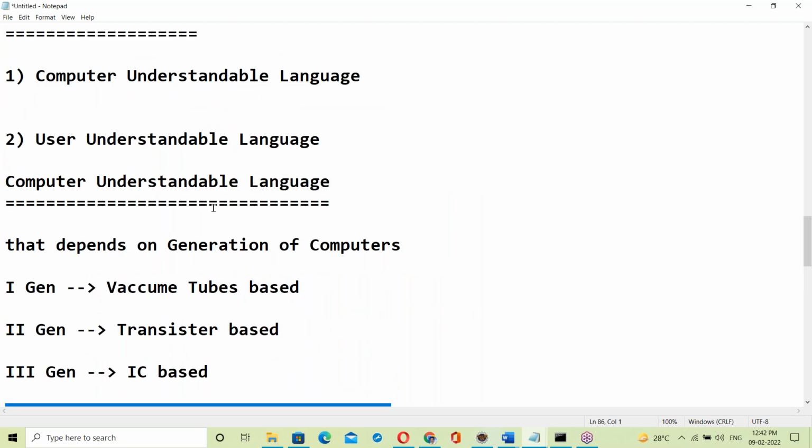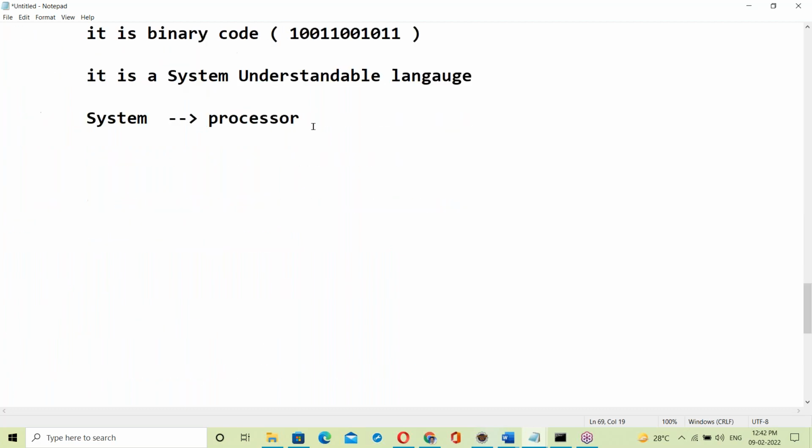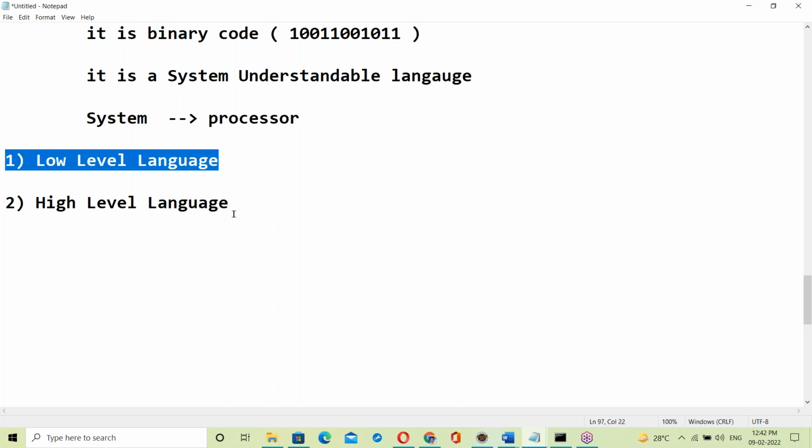Okay, so languages basically fall into two categories. The computer understandable language is called a low level language. That is the first one, low level language. The second one is user understandable, which is high level language. So, low level language and high level language.